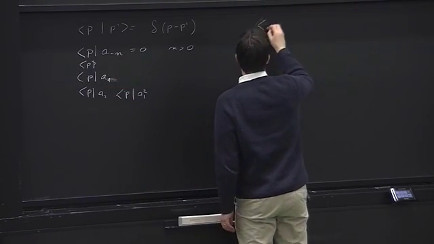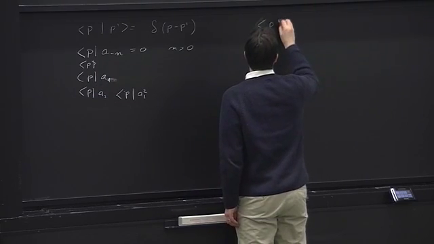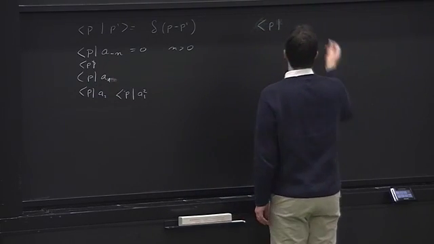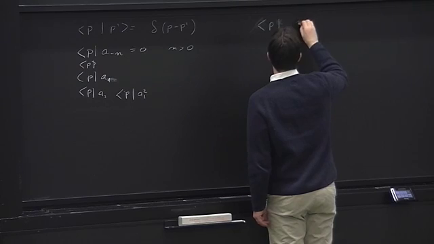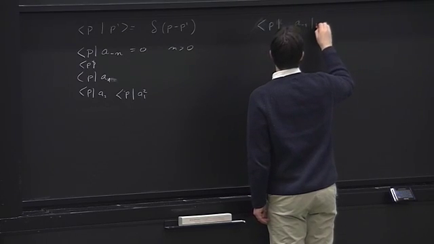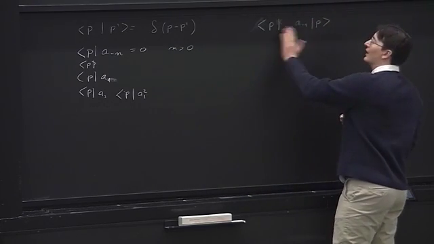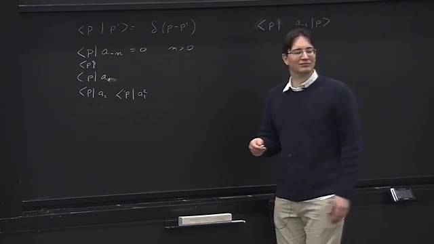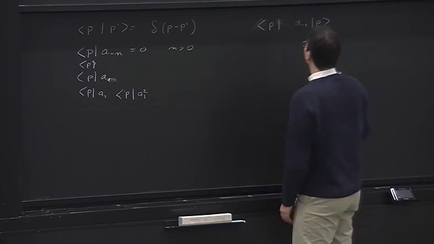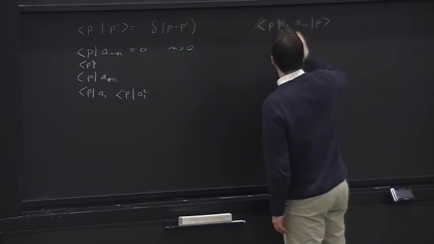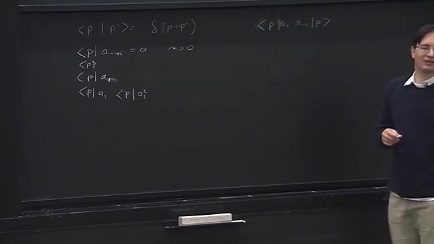For example, suppose I want to compute the inner product between P and A minus 1 P. Okay, this is 0 simply because A minus 1 kills the bra. If I put an A1 here, then I have a chance of getting something nonzero.